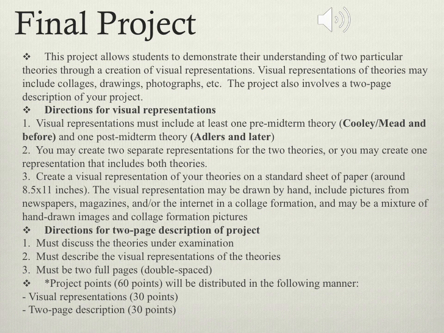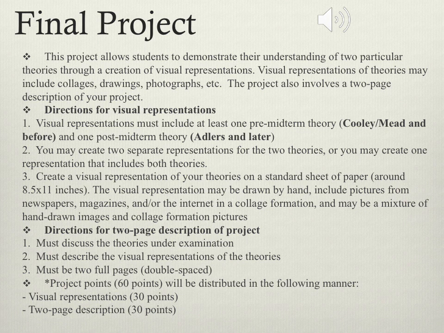Also in terms of point allocation, 30 points are allocated for the visual itself. What I'm looking for in terms of points for the visual is effort. I understand that our artistic ability will vary across the board, and I'm not going to take points away just because you're not perhaps the most creative person in the world. As long as I see the effort is there and that you're thinking about what you're doing and why you're doing it, those points will be easy to get.